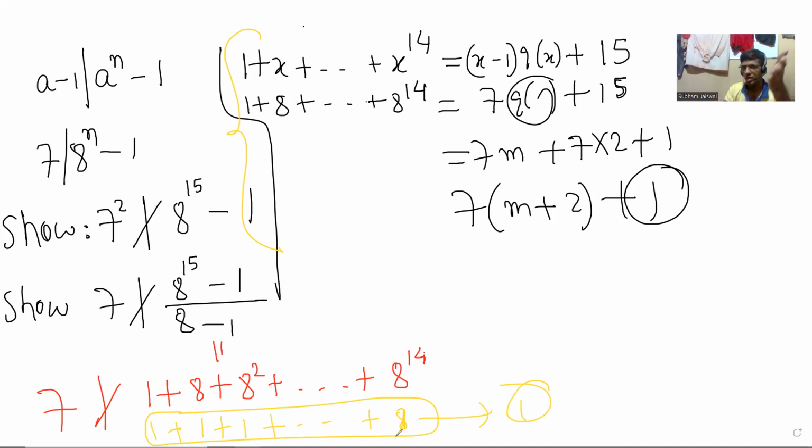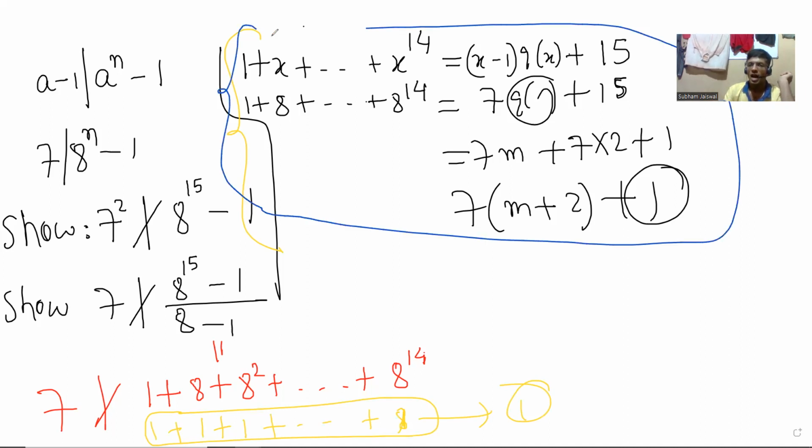Or you can say it from this interesting argument also. See this, and so we are done. So we know 7 does not divide it. But first of all, is this clear? Then only I can move forward.